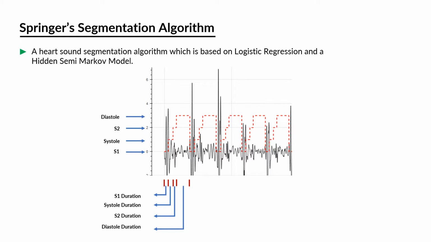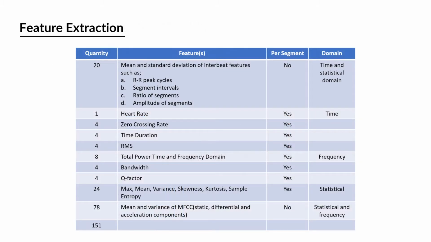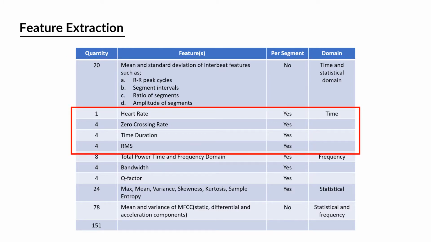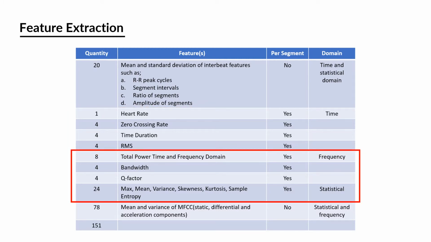healthy and abnormal recordings. A total of 151 features are extracted from the segmented PCG recordings, where the first 20 features describe the relationship between the states and the states' durations to each other. Next, time domain features aim to describe the waveform and state features in time. Frequency domain features are described with the power of the signal, bandwidth, Q factor, and statistical information of the signals are also captured.